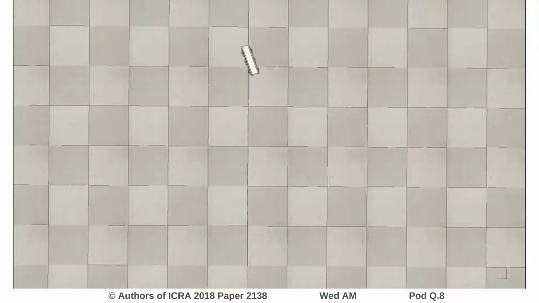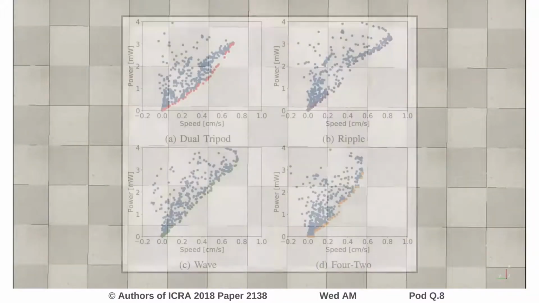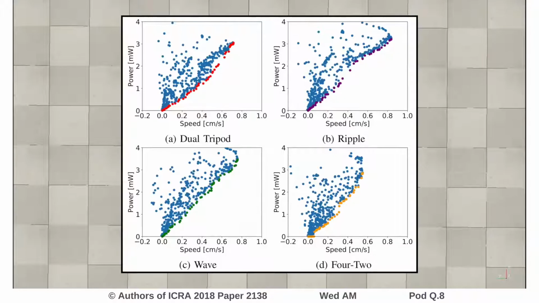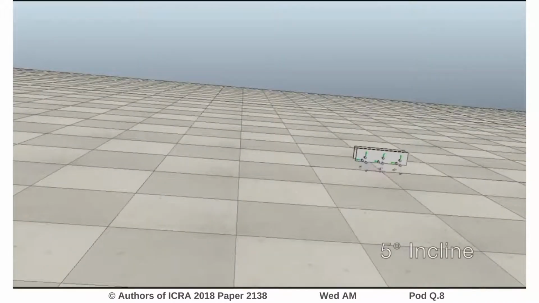We also used multi-objective optimization in order to optimize gaits for both energy efficiency and speed. We found that dual tripod was the most energy efficient gait below 0.6 centimeters per second, at which point ripple becomes the most efficient. We then used contextual Bayesian optimization to train our robot to accomplish more complicated tasks.